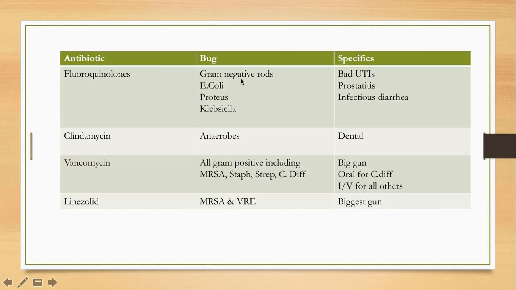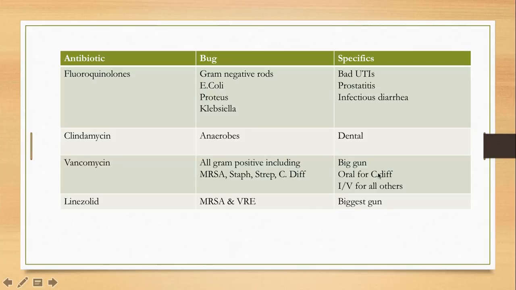So remember your ciprofloxacin. So your bad UTIs, your prostatitis, and infectious diarrhea, those will get better. So all the gram-negative rods. Then your clindamycin will cover your anaerobes. So especially for dental infections, it's a great antibiotic. Also for infections in patients who have lower extremity infections and they have an immunocompromised state, so they usually have more anaerobes in their infection, so you can use clindamycin.